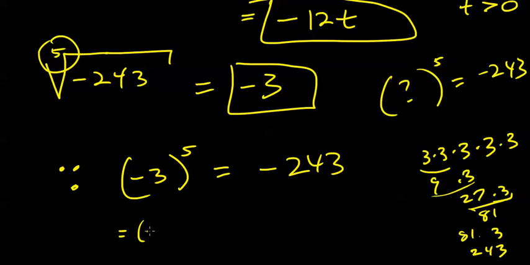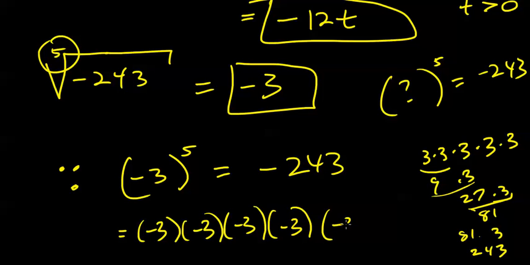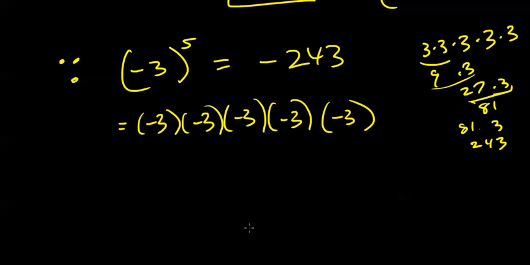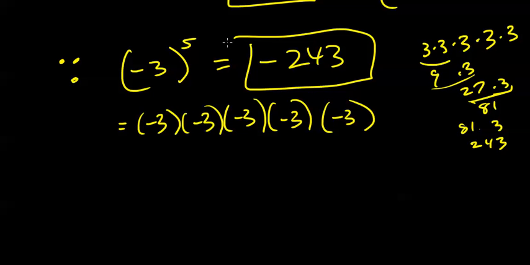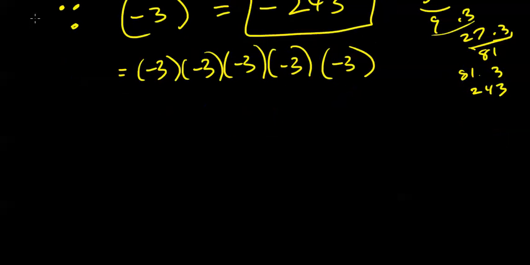If you need to convince yourself more fully, I can write out a string of 5 factors of -3, and anytime you've got an odd string of negative factors, you're going to end up with a negative result. And I know that 3 times 3 times 3 times 3 times 3 is indeed 243. So that's my final answer. One more before we go on to the next section.